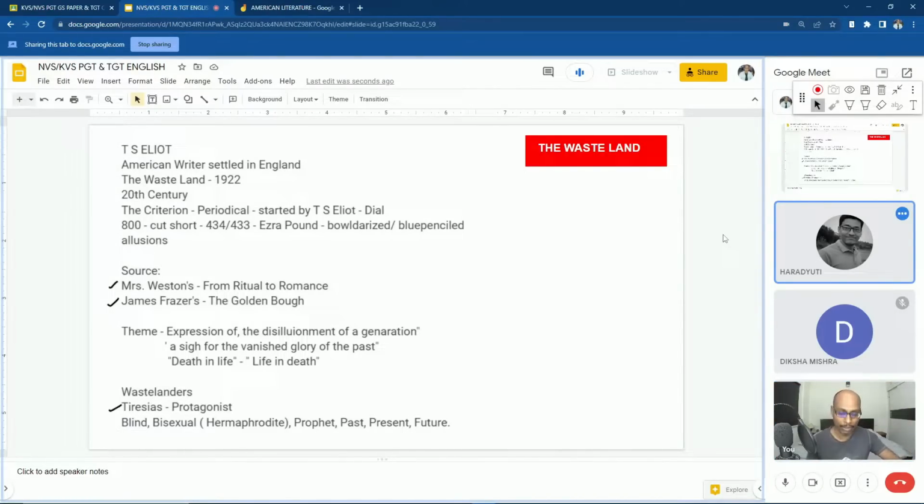Okay, I'll repeat once again. This poem is divided into five parts. The five parts start in this way: the burial of the dead, a game of chess, the fire sermon, death by water, what the thunder said. Okay?